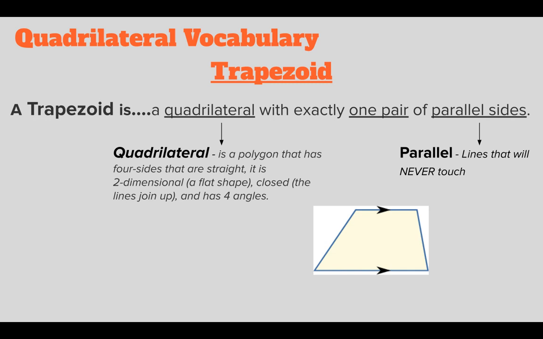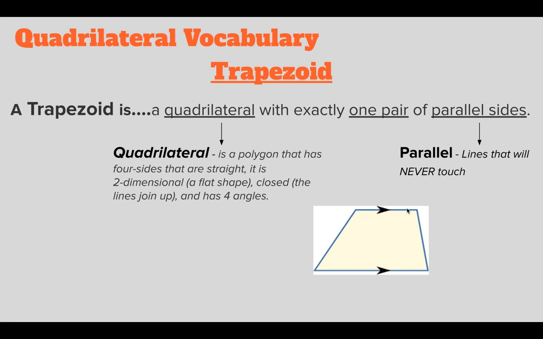Let's start off with a trapezoid. A trapezoid is a quadrilateral with exactly 1 pair of parallel sides. Now on this definition, I've included some of our previous definitions to help you understand. So, example, a trapezoid is a quadrilateral. And here is our definition of a quadrilateral, with exactly 1 pair of parallel sides. And again, parallel, lines that will never touch.